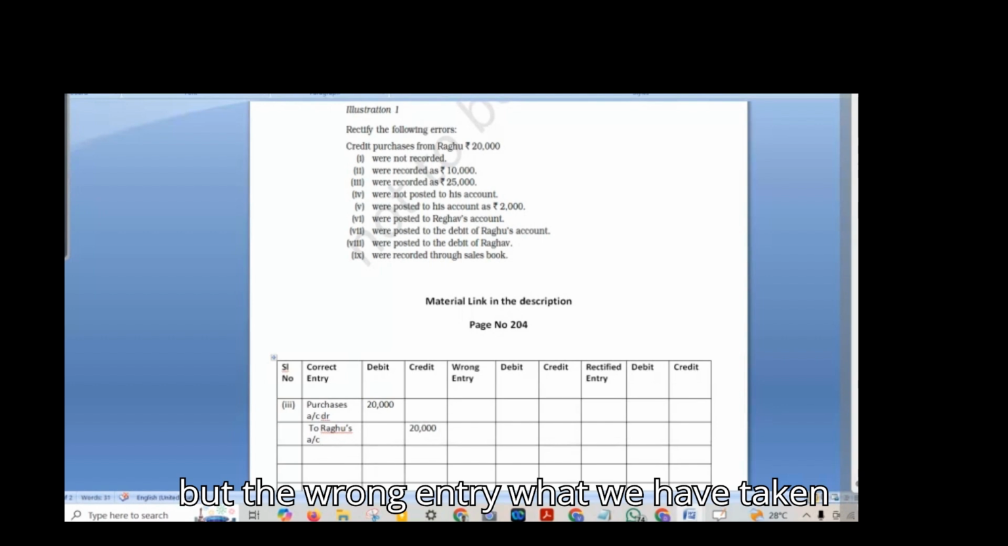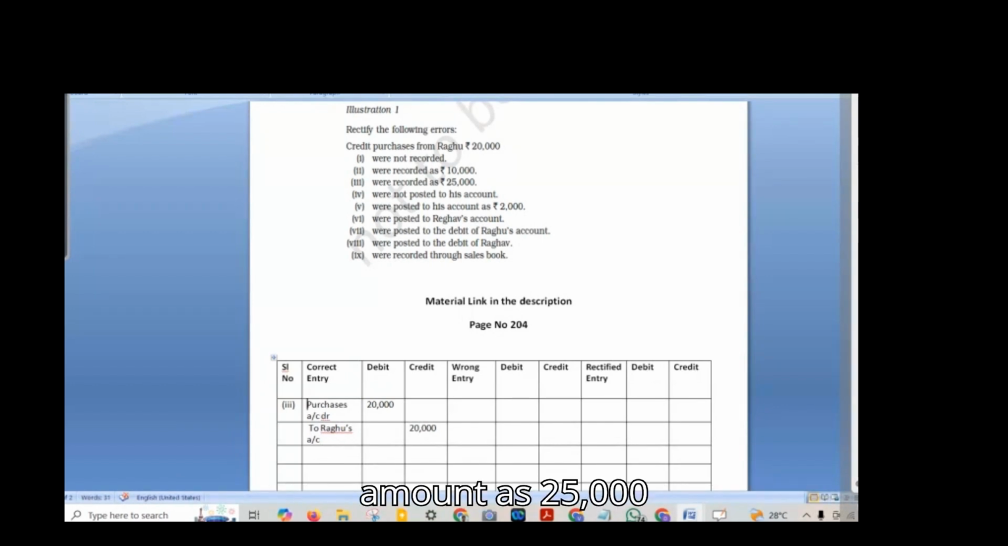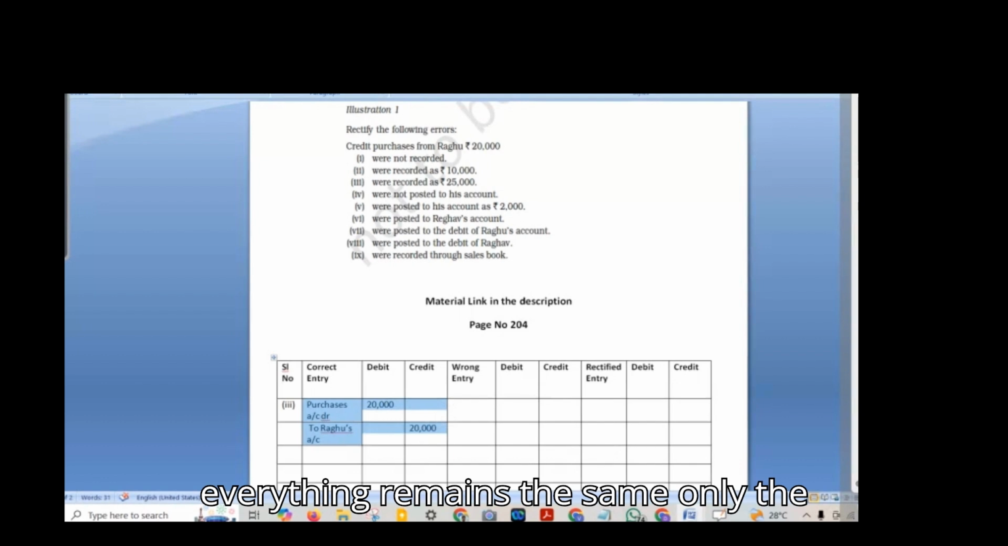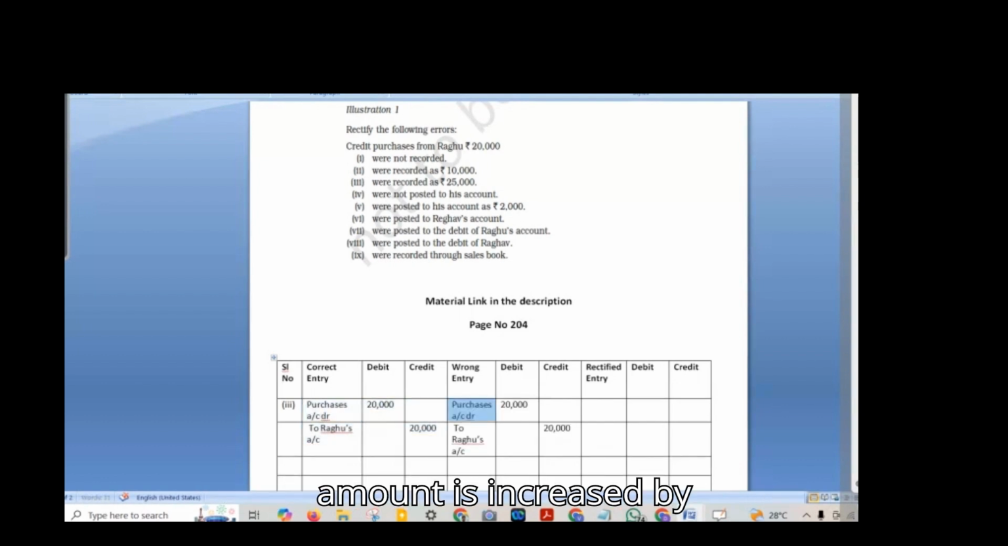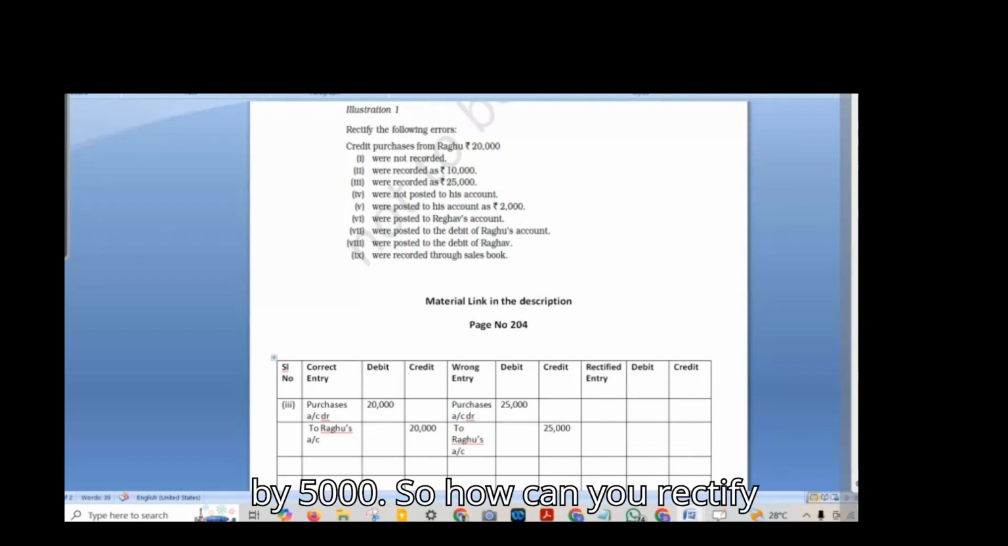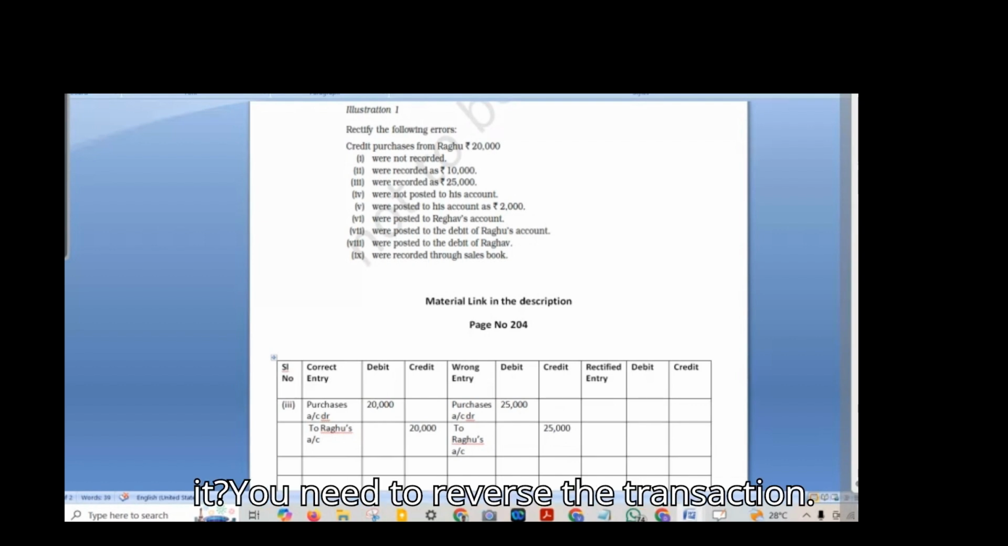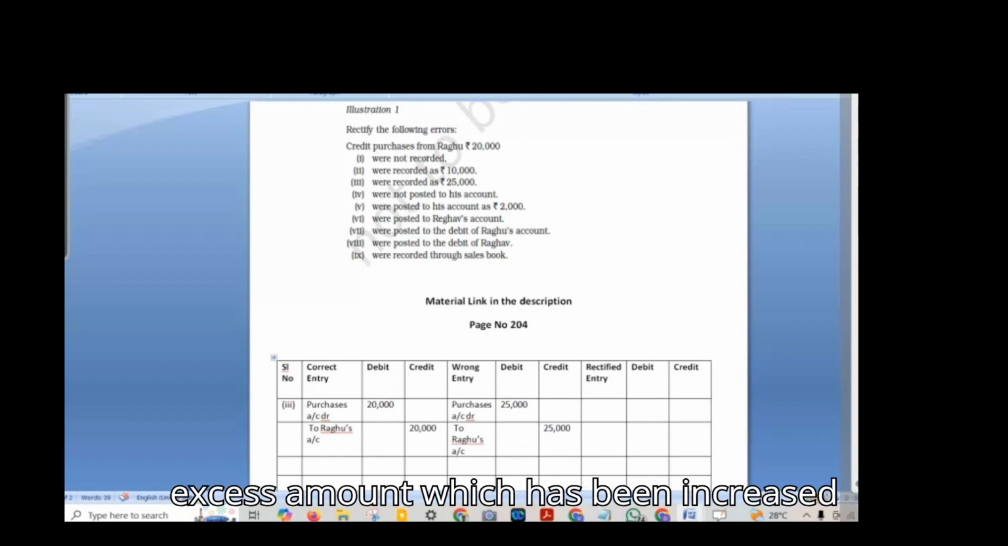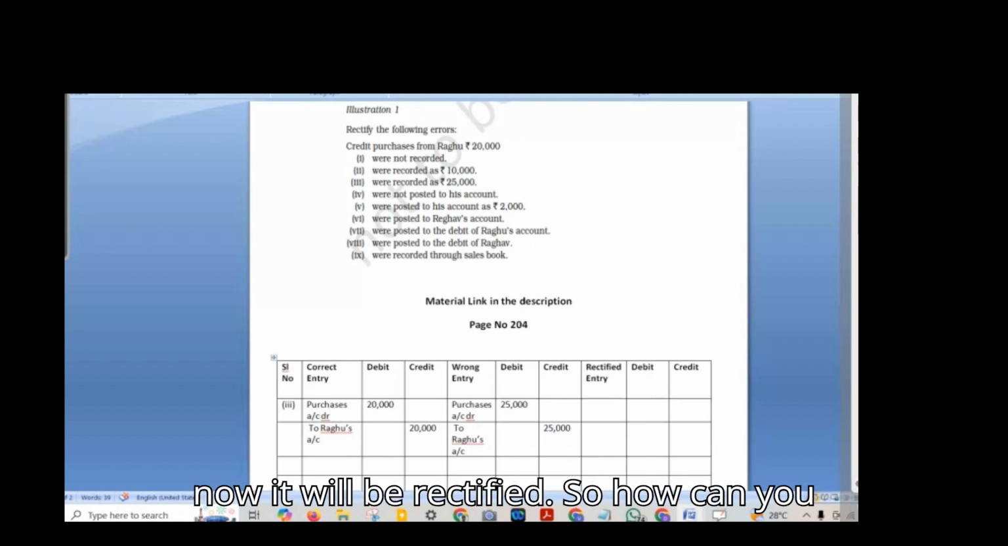But in the wrong entry, what have we taken? The amount as 25,000. Everything remains the same, only the amount is increased by 5,000. So make it 25,000. Here the amount is increased by 5,000. So how can you rectify it? You need to reverse the transaction. When you reverse the transaction, the excess amount which has been added will be rectified.